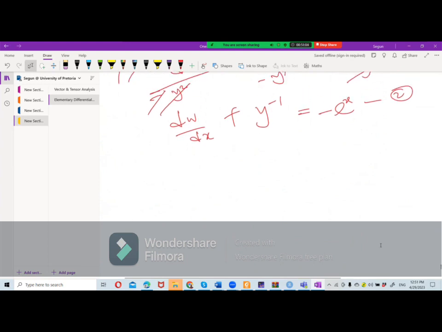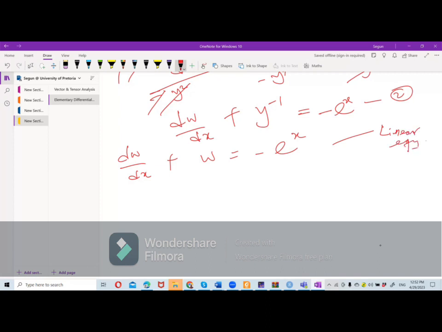So now you agree with me that we have the W, the X, plus W equals to minus exponential X. That is what we have now. How do we solve a situation like this? This is a linear equation, and I've taught us how to do it using integrating factor.